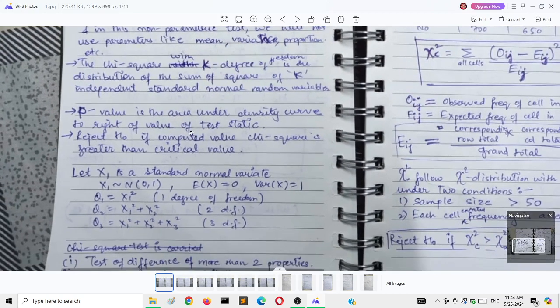And so if the calculated value, meaning the chi-square value, comes out to be greater than the particular critical value which you found from the table, then you will reject the null hypothesis.